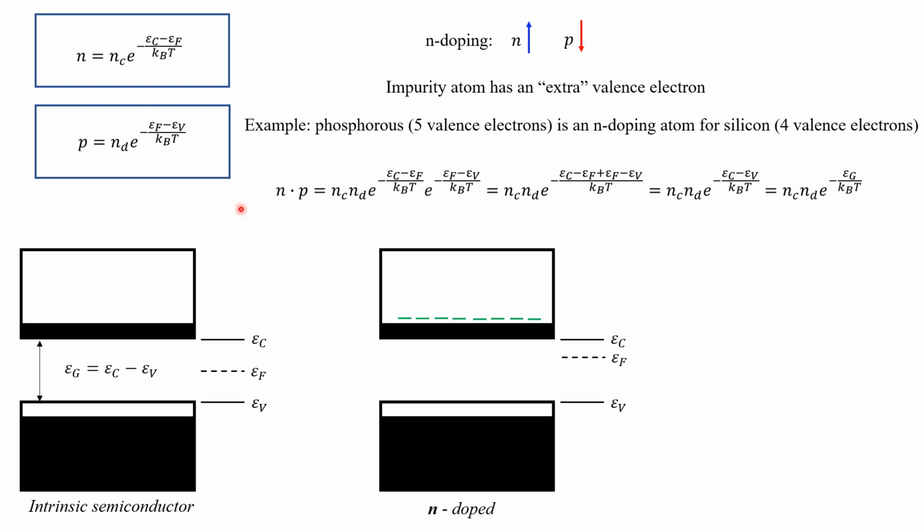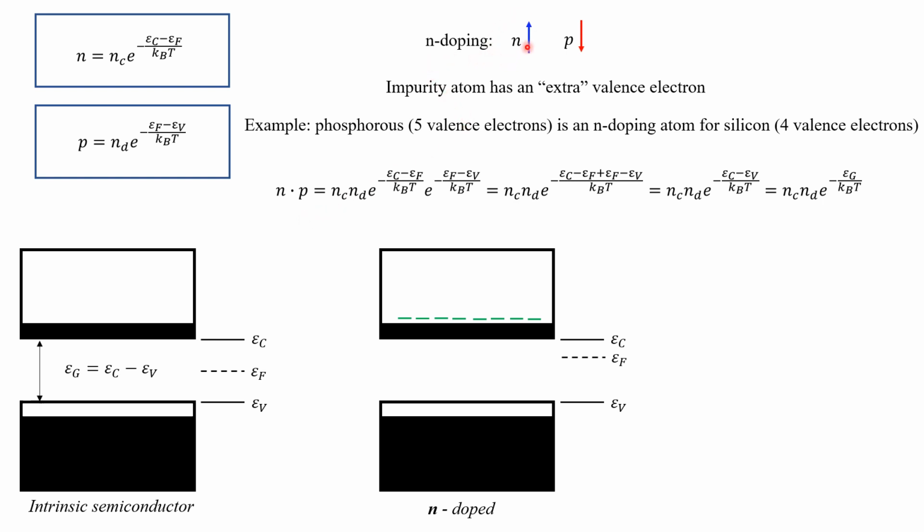Now notice something very important. If we take the product of n and p, this product will involve the product of the exponentials, and here we have the Fermi level with a positive sign, negative, negative, and here the Fermi level with a negative sign. So when we take the product of these exponentials, the Fermi level will cancel, and we end up with this term, which is the band gap. So the product of n and p depends only on the band gap and the temperature and the effective masses through these two parameters. But doping does not change any of these parameters. Doping changes the Fermi level. So when we dope a semiconductor, the product of n and p is not changed.